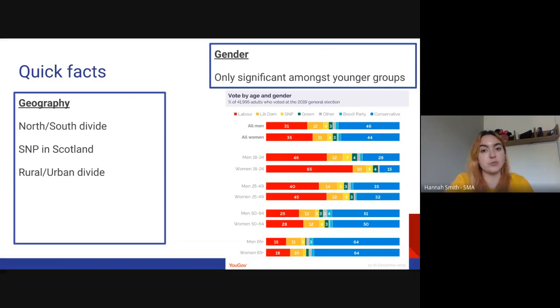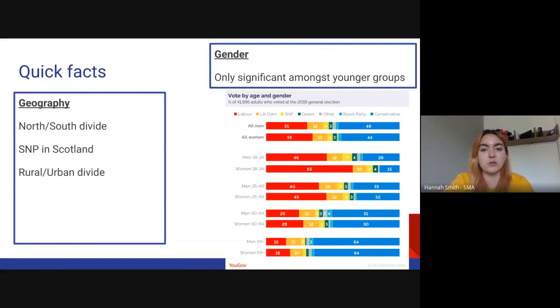Depending if you live in a rich, well-built-up area, you might be more likely to vote for a Conservative Party. If you live in a poverty-stricken area, you might be more likely to vote Labour, SNP, Lib Dem. So there is a link there, but it's not 100% accurate. The graph on the right-hand side is showing you gender.